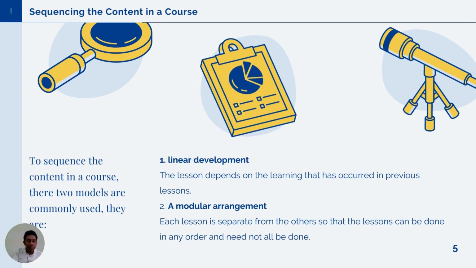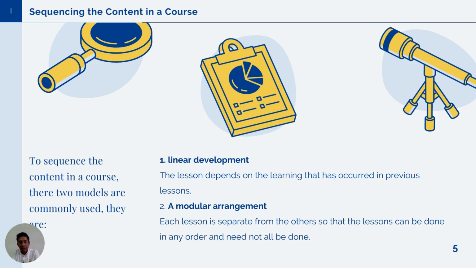And now we come to the last part of my presentation, that is sequencing the content in a course. To sequence the content in a course, there are 2 models that are commonly used. The first is linear development, and the second is modular arrangement.